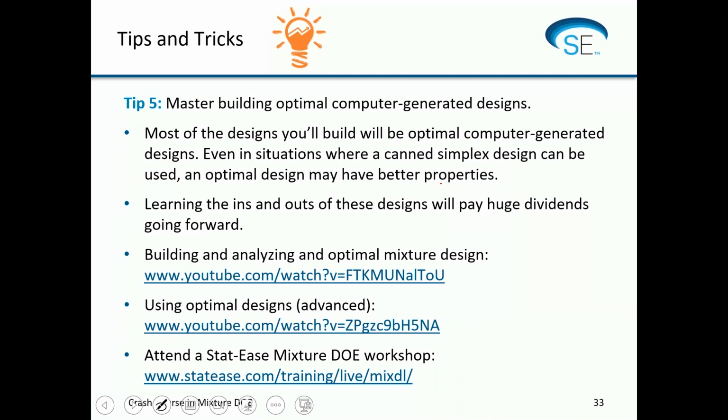And finally, the last tip, and I'm sorry we're getting close to the end here, is really spend some time on mastering these optimal computer generated designs. Most of the designs you'll probably deal with will be these optimal designs, and learning the ins and outs. So taking 30 to 60 minutes to learn the basics, I think that's going to pay huge dividends going forward. And here are some three resources you can use.